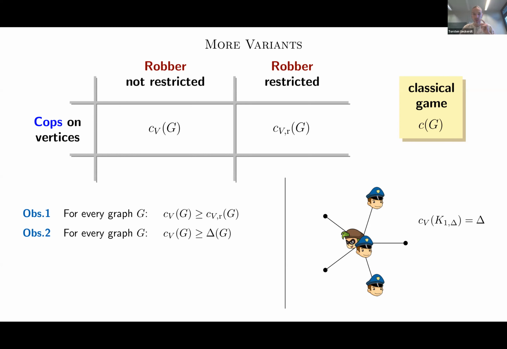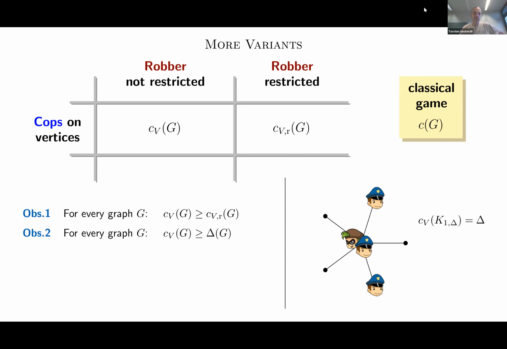Another trivial inequality is the following. In the unrestricted variant, there is a trivial lower bound of delta of G, the maximum degree of the graph. So the number of cops that you need to surround the robber is at least the maximum degree of the graph, because it would be a valid strategy for the robber to just start the game on a vertex of maximum degree and never move. If the number of cops is less than my current neighbors, I cannot be surrounded on this vertex. It's a very silly game, but yeah.